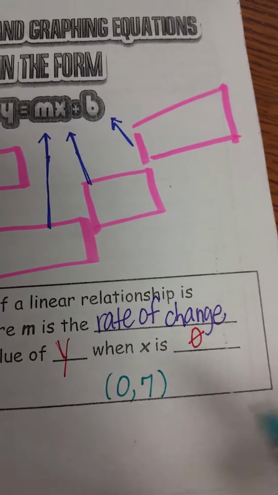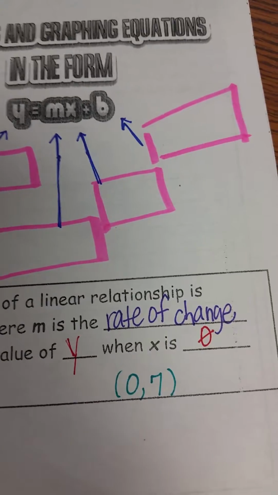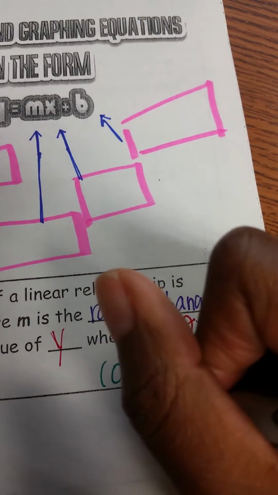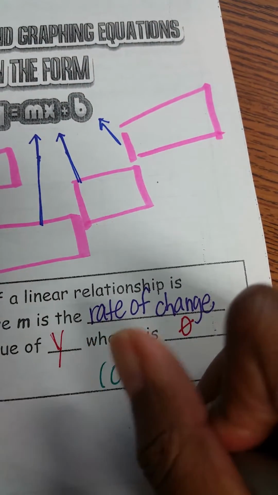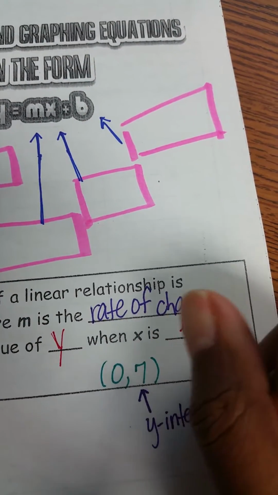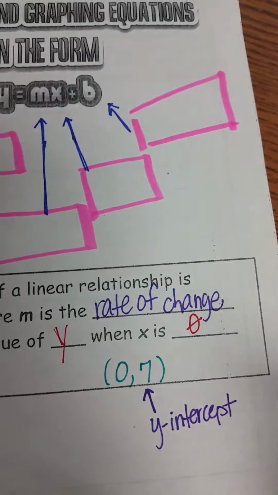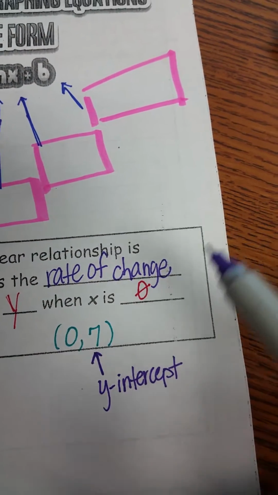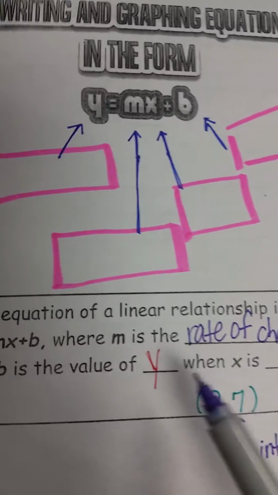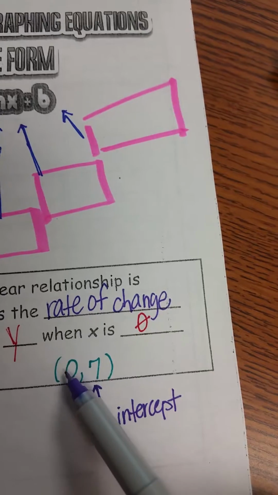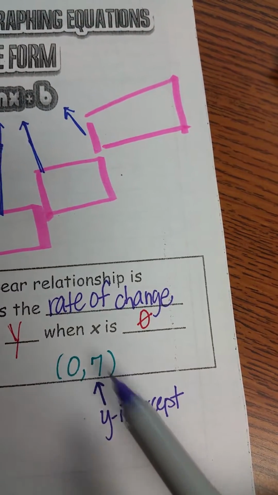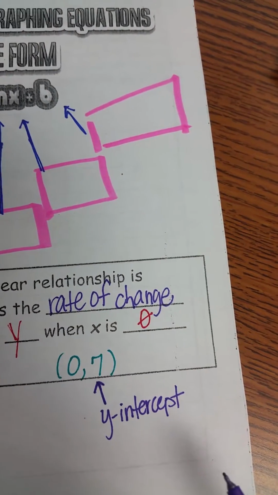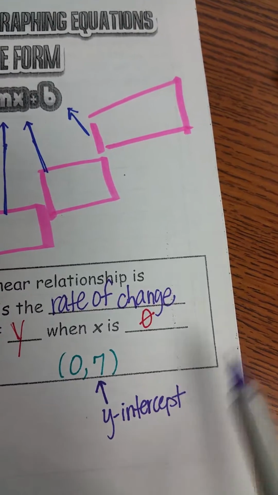So if you were to see the point (0, 7), I would know that the 7 is my y-intercept, or where my line crosses the y-axis, okay? Because that's what it's saying here, that the b is the y value when x is 0. So wherever you see 0, that y value is going to be my y-intercept, or where it crosses the y-axis.